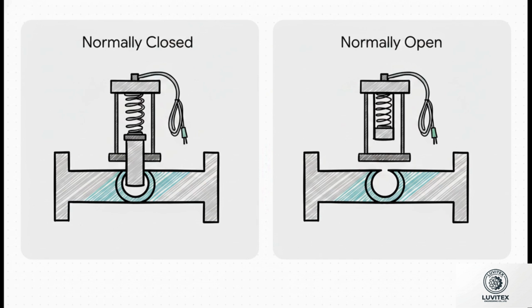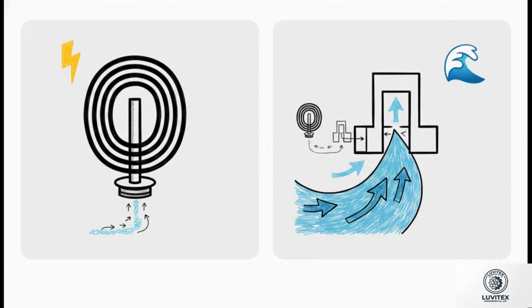What needs to happen if the power suddenly goes out? Like, if you lose power, do you want your fuel line to stay wide open, or do you want it to snap safely closed? Another really vital comparison is direct-acting versus pilot-operated valves.